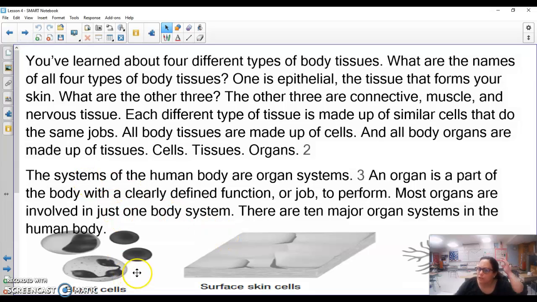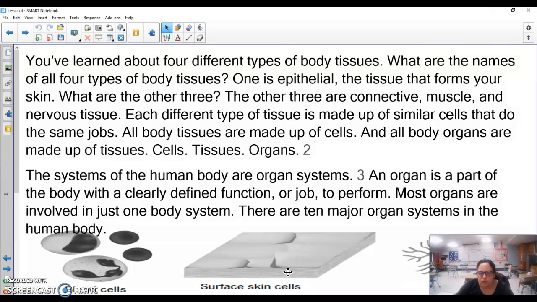You've learned about 4 different types of body tissues. What are the names of all 4 types of body tissues? One is the epithelial, the tissue that forms your skin. What are the other 3? The other 3 are connective, muscle, and nervous tissue. Each different type of tissue is made up of similar cells that do the same jobs. All body tissues are made up of cells, and all body organs are made up of tissues.